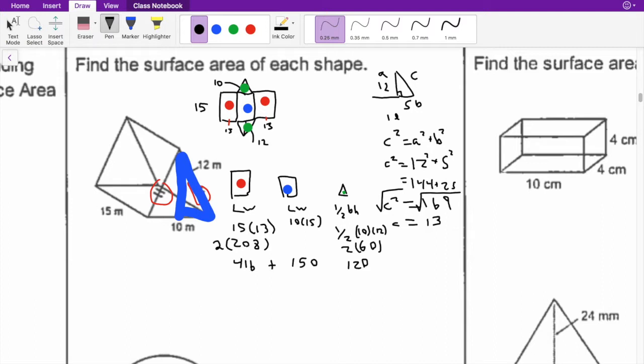And to get the total, we're going to add all those up. So 400, 500, 600, plus 50 plus 20 is 70, 80, 86. Meters squared.